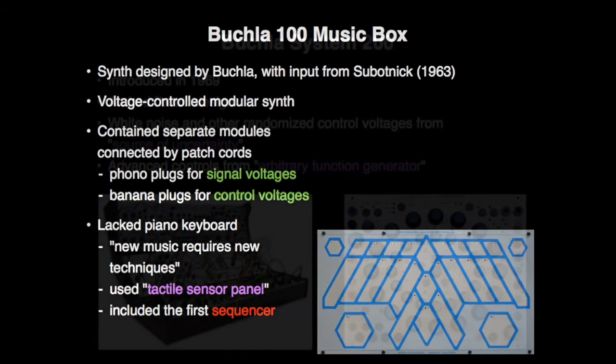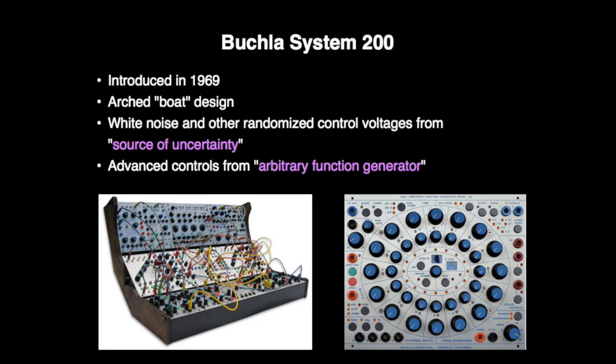Buchla continued working on his instruments, and in 1969, he introduced the Buchla System 200, which introduced this arched boat design, as they call it, in which all the components are laid out and are more easily accessible than they were in the music box. And in the System 200, Buchla introduced a lot more new modules, and a lot of them had very characteristically Buchla strange names. So, white noise and other randomized control voltages didn't come from a noise generator or a sample and hold unit or a random unit.